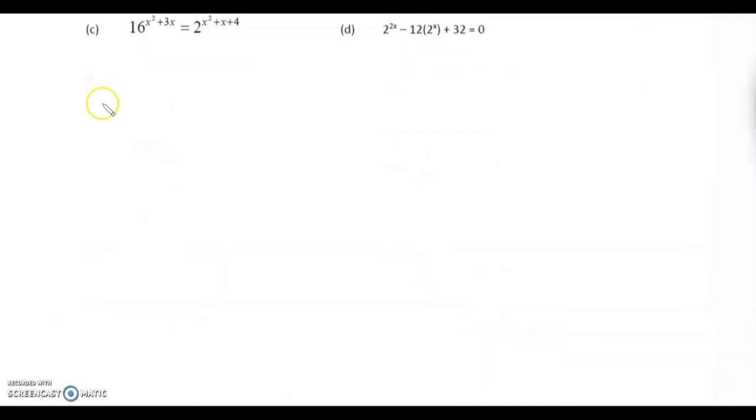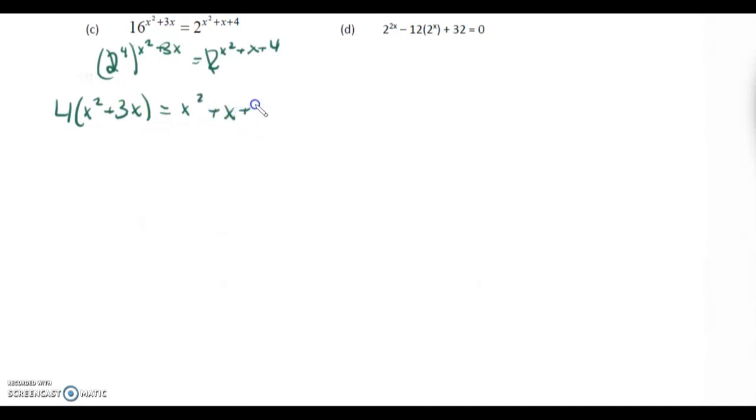Okay, we're on to C. So we have a base of 16 and a base of 2. So I'm going to change both of these to a base of 2. So 16 is 2 to the exponent, 2, 4, 8, 16, 4. And then I'm going to bracket that, and then we have x squared plus 3x. Okay, and I'm going to write the right-hand side just as it is. Okay, so we can go ahead and drop the base. So we have 4, and then we have x squared plus 3x equals x squared plus x plus 4.